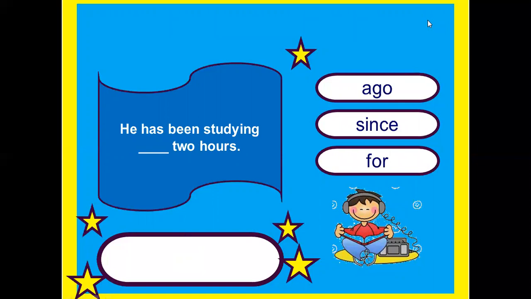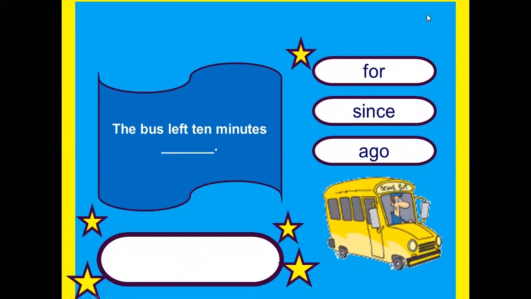He has been studying for 2 hours. Clear. The bus left 10 minutes ago. Here, left is past, so ago. I knew the point of leaving, so it's clear now, it's in the past simple and not present perfect.